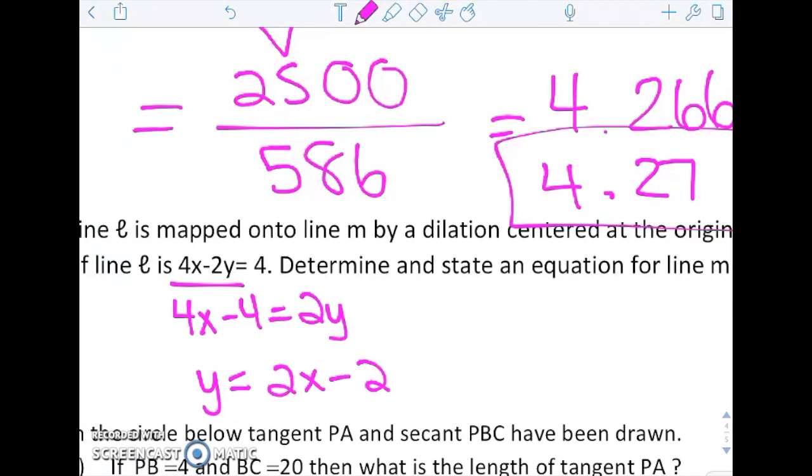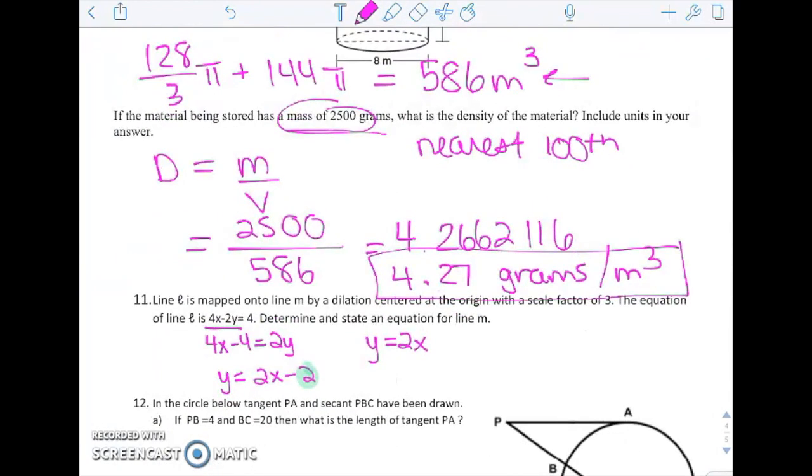Now, the important thing when you dilate a line is that dilated lines stay parallel. So this is still going to be 2x because the slope won't change. But the y-intercept will change because the center here is not on our line. So I'm going to dilate that by a scale factor of 3, and so this would be minus 6. Again, go back to my similarity live stream if that's something you need to think about.